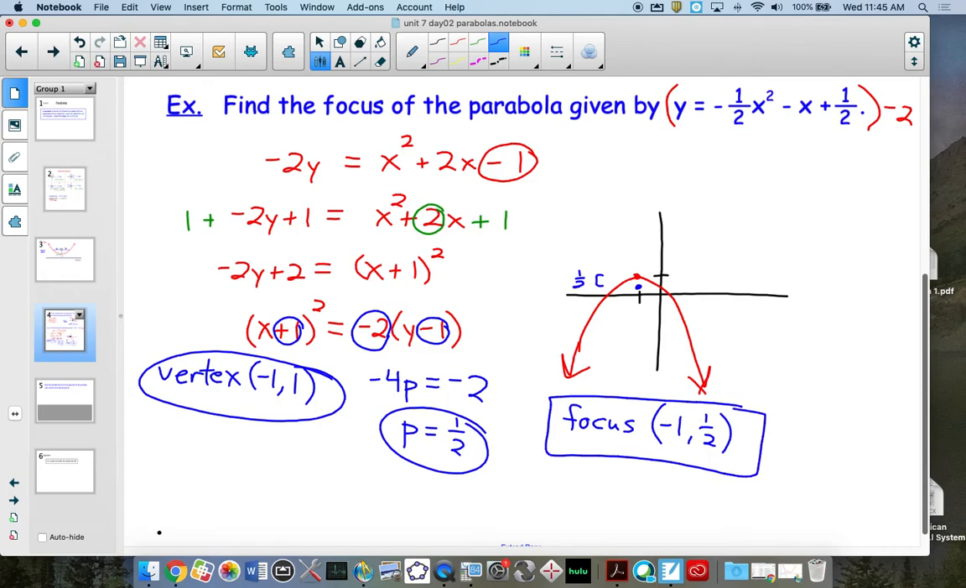Now if I needed to get the equation of the directrix, I could do that as well, because if I go p units in the other direction, another 1/2, that'll take me to the directrix. So the directrix in this case would have the equation y equals 1.5 or 3/2. Okay, but all we had to do was find the focus. All right, let's try one more problem.